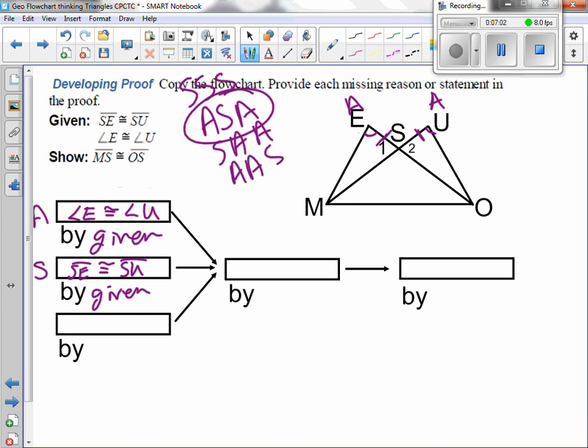So now we need a what? Another set of angles. Because angle side side is not one that works, because it's not one of the ones that works every single time. So we need another set of angles. Is there a set of angles that we know that's congruent in this figure? 1 and 2. Angle 1 would be congruent to angle 2. Why would they be congruent? It's dealing with opposite, but we call them what?